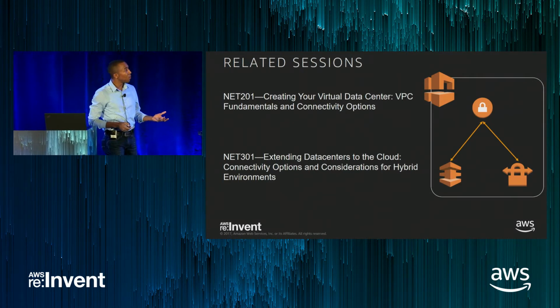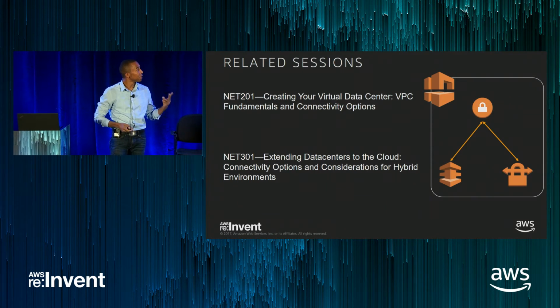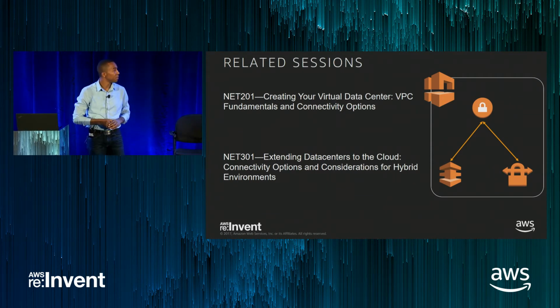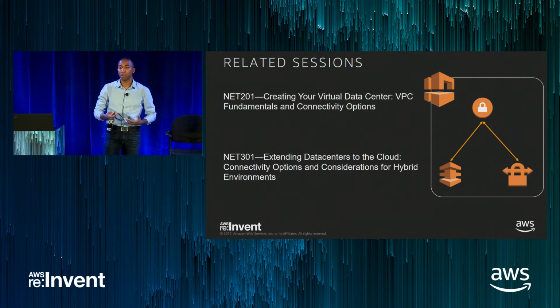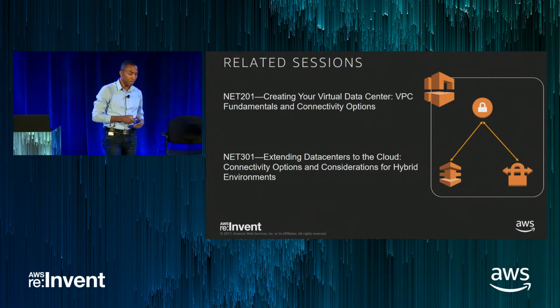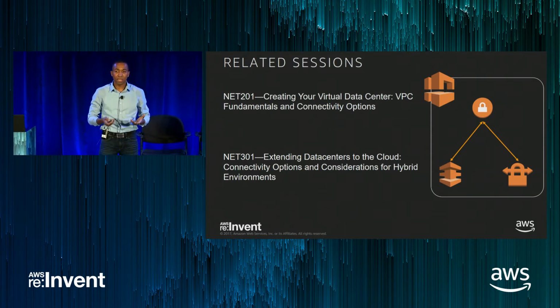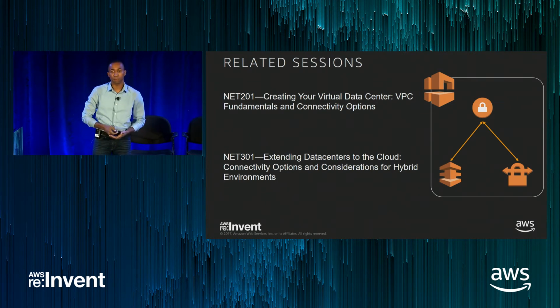For those of you who actually aren't familiar with what the VPC is, there are 2 talks that you can actually look at. Net 201, which gives you a really good overview of what an Amazon VPC is and the different components. And also Net 301, which really dives into how do you extend your data center into AWS.